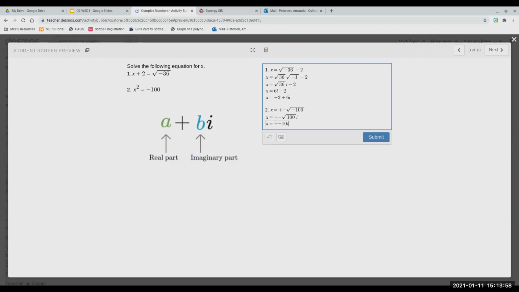Notice there is no a value. Well, there is an a value, but it's actually just 0. So this right here, your 10i, is that b piece. Your a would be 0, but we don't have to include that. So plus or minus 10i, that would be your final answer for this problem.